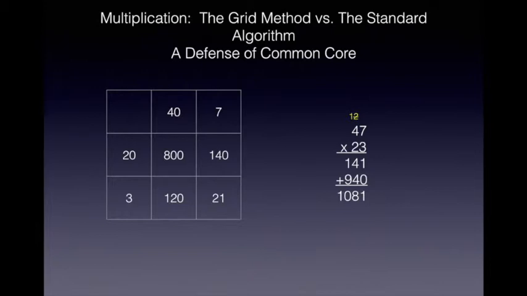And now to get our answer, we just add up all the parts. So 47 times 23, that's going to be 800 plus 140 plus 120 plus 21. Well, 0 plus 0 plus 0 plus 1, well, that's 1. 4 plus 2 plus 2, that's 8. And 8 plus 1 plus 1, that's 10. The answer, 1081, just like before, of course.